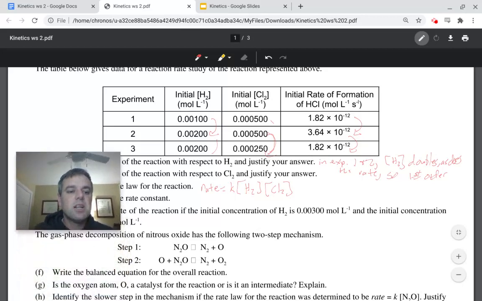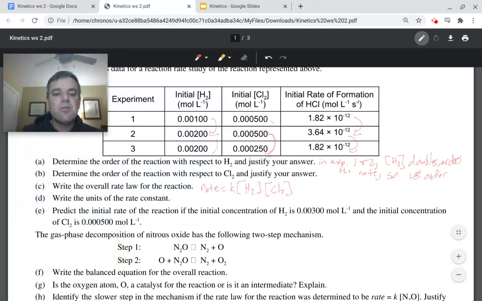And then for part E, it's asking you to find what the initial rate would be when they're giving you some concentrations. So you're going to have to find the value of K and plug in for that.